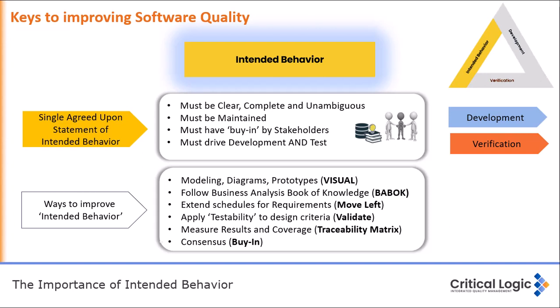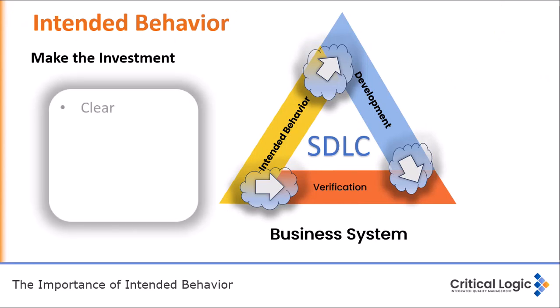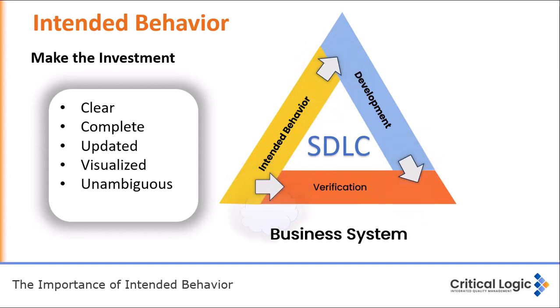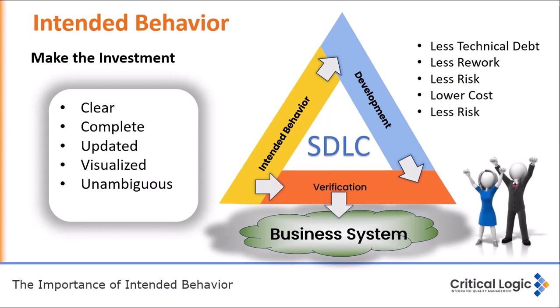The effect of better communication of intended behavior is dramatic. Let's revisit our triangle with improved statements of intended behavior. Making this investment improves everything. It's more clear, better buy-in, easier to maintain. Development is faster and more complete. SQA has better information to design tests, verify results, and measure and track coverage. Life is good for the business.